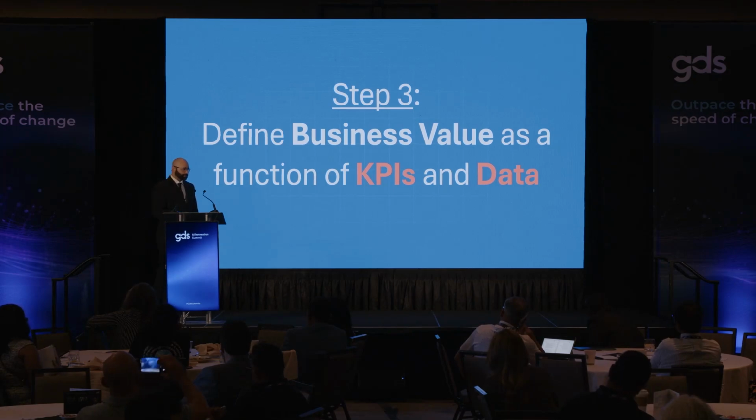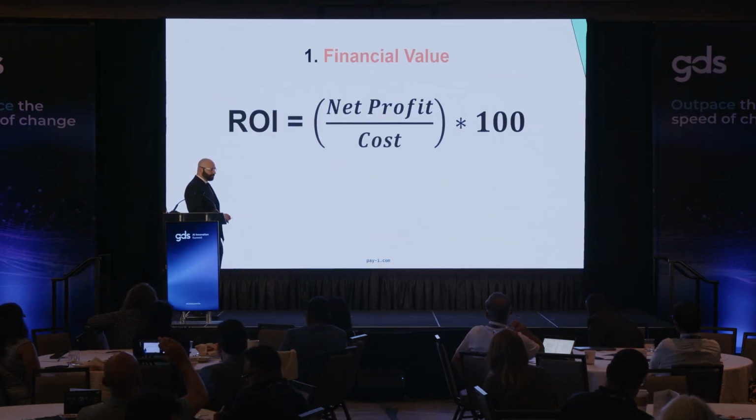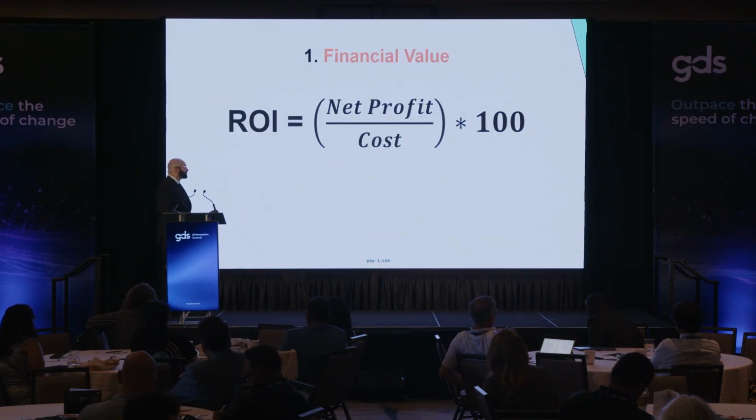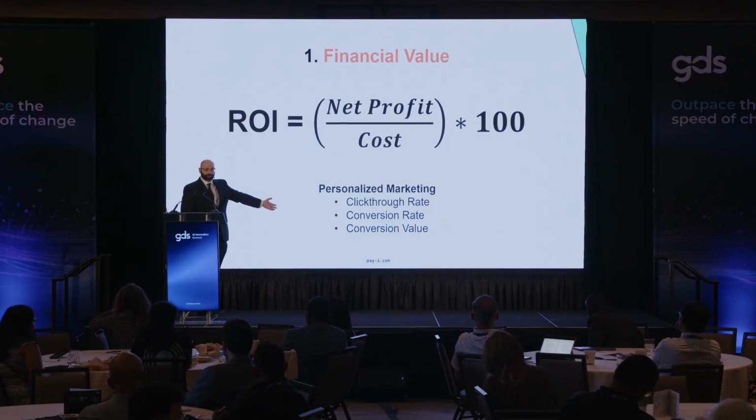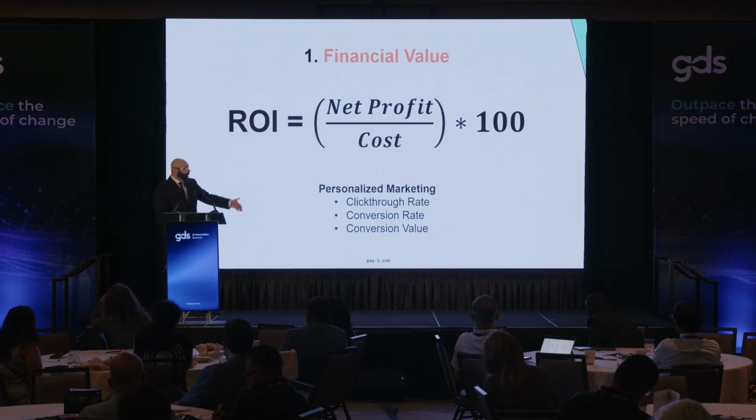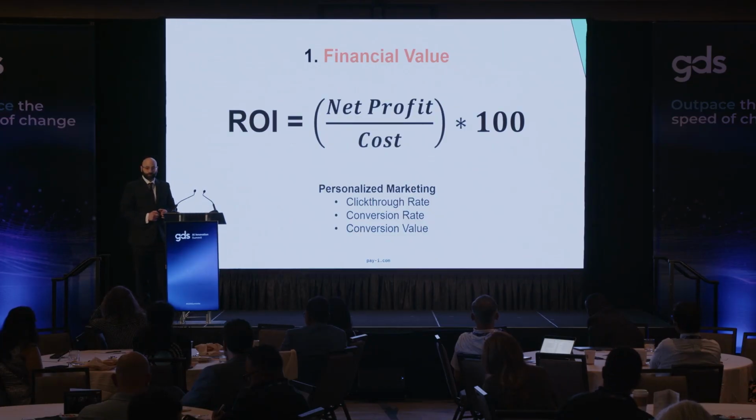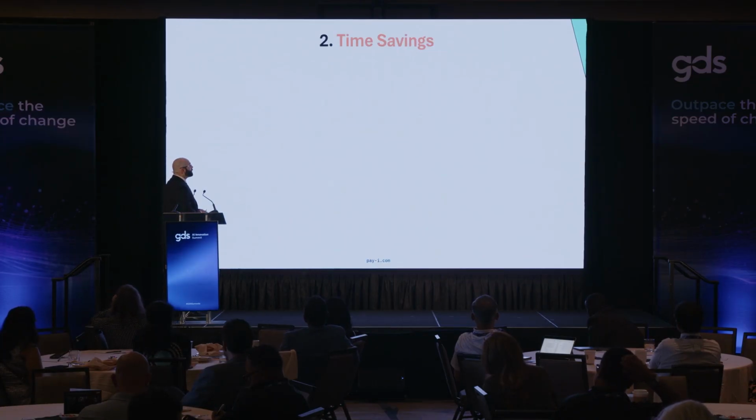Again, KPIs and data. And so, for example, let's look at our financial value equation that we looked at earlier. This is ROI. Now, if we look at that marketing example, you can figure out what your net profit is as a result of these 3 things. And then cost is a function of identifying the cost of the mechanism, the agent, right, that was responsible for producing the ad.